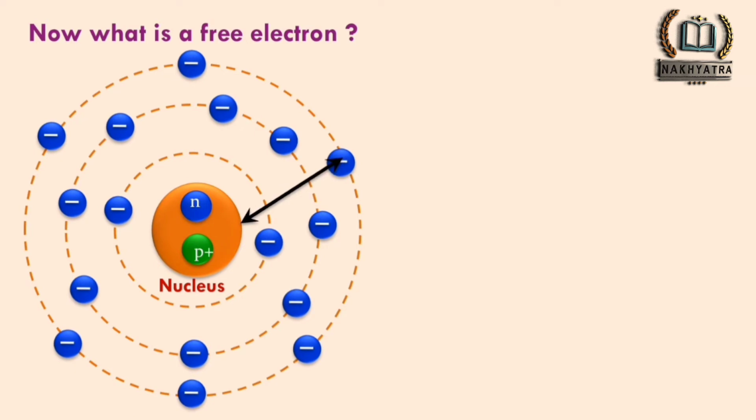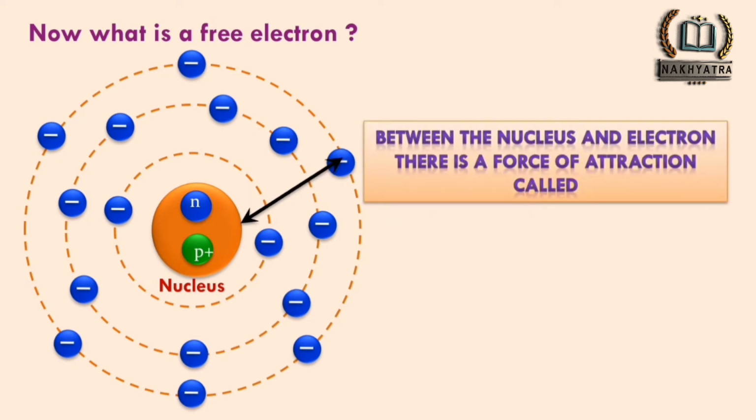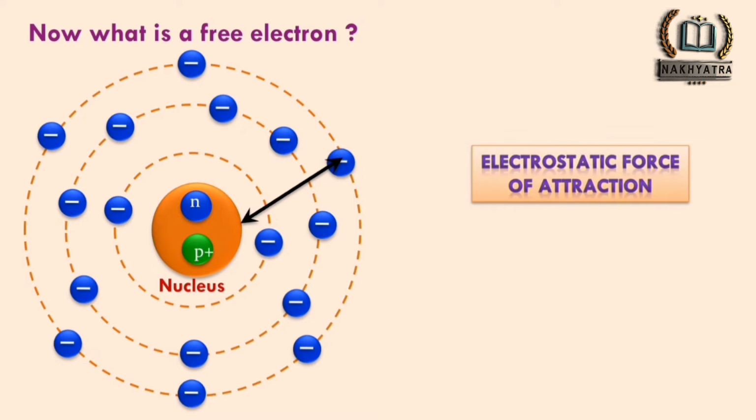Now there is a force of attraction between the electrons and nucleus. Obviously, there is always a force of attraction between the positive and the negative. And here the nucleus and the electron are attracting each other. That force of attraction is called the electrostatic force of attraction.